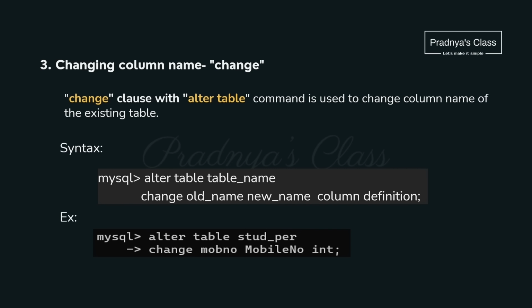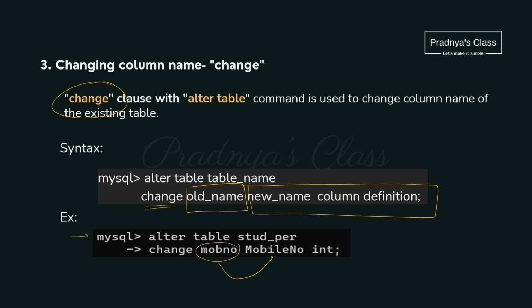In the previous query, we only changed the data type, but if you want to change the complete definition with the name, then you can use change clause. So here is the change clause: old name, then new name and column definition. Look at the query. What we are doing? We are changing this MOBNO column name to mobile number, and here is the data type. So the query will be alter table student personal, change mobile number, old name, new name along with its data type.